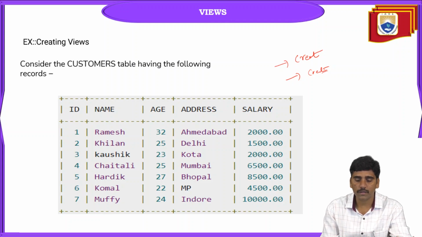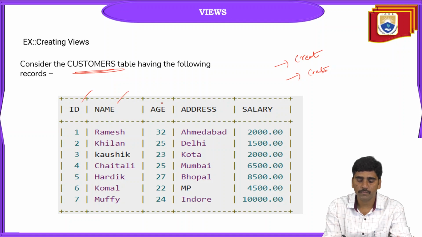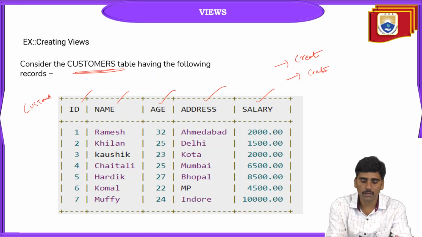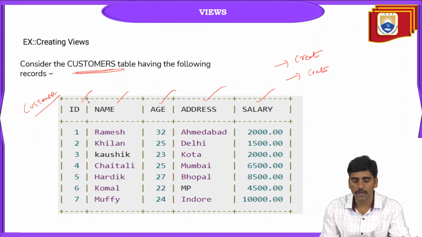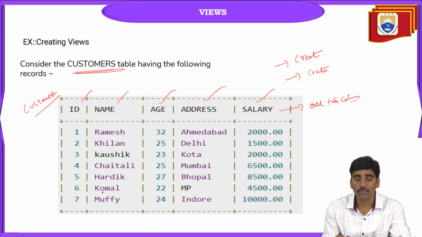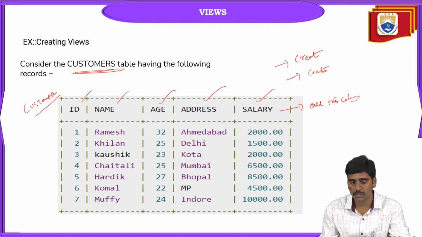So consider the customer table, which contains the following records. The customer table contains the columns ID, name, age, address, salary. All these are columns from the customer table, which contains the data, up to 7 IDs.